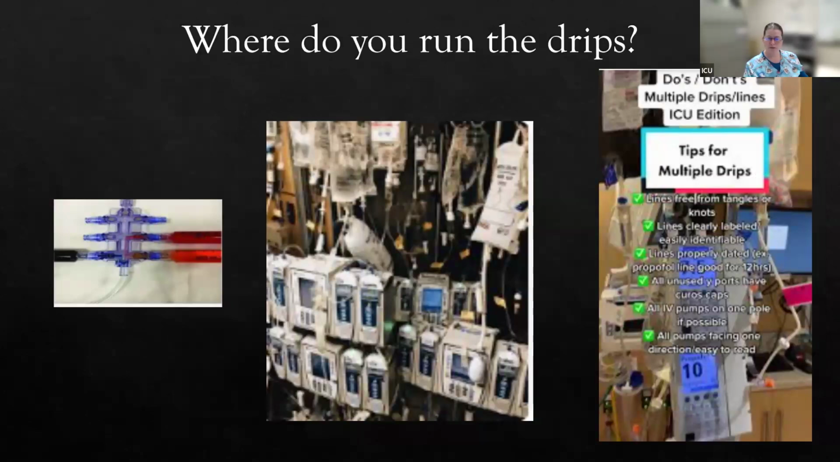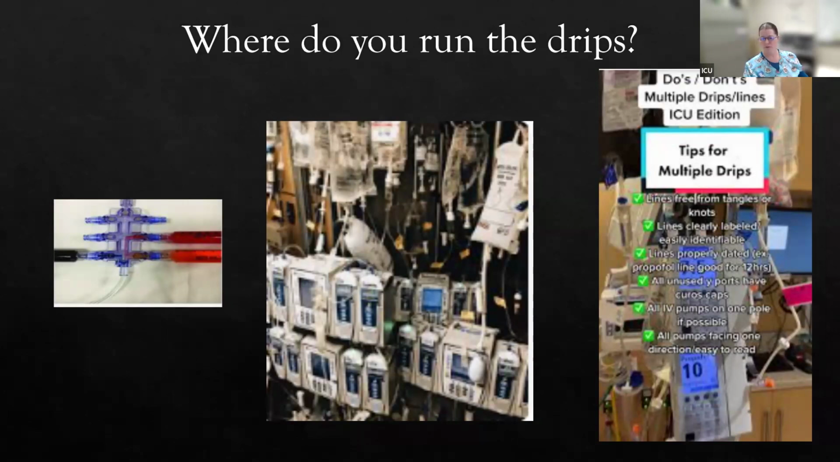Where do you run the drips? I've got lots of examples of multiple drips. Here's what we call a scorpion. There's multiple ports that you can hang. Here is, oh my gosh, there's like 12, 16 pumps going, a couple of pressure bags.